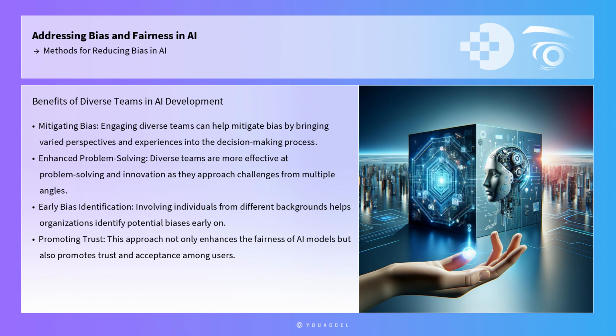Moreover, engaging diverse teams in the AI development process can help mitigate bias by bringing varied perspectives and experiences into the decision-making process. Research by Page indicates that diverse teams are more effective at problem-solving and innovation, as they are able to approach challenges from multiple angles. By involving individuals from different backgrounds, organizations can identify potential biases early on and develop more inclusive AI systems. This approach not only enhances the fairness of AI models, but also promotes trust and acceptance among users.